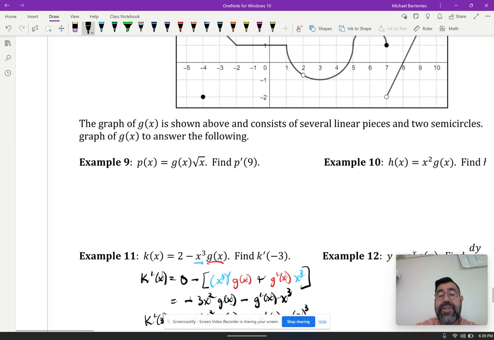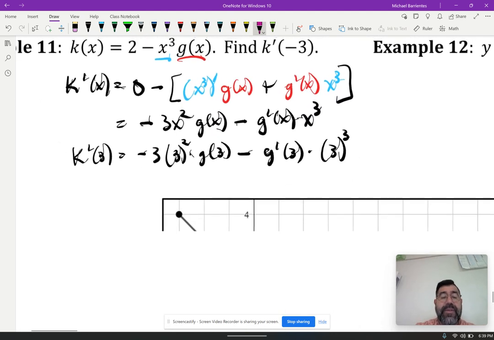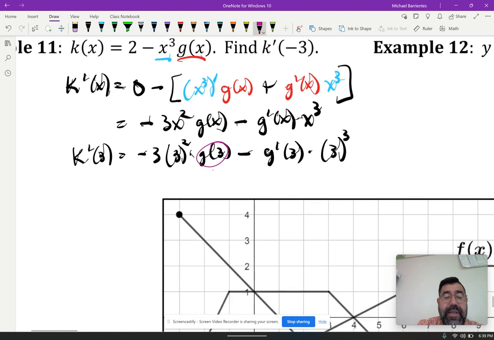I'm going to go to my graph, g of 3. When x equals 3, g is negative 1. Let me pop out that point with a bright color here. When x equals 3, my g value, my function value, my y value is negative 1. So that means this is negative 1. So when I multiply negative 3 times negative 1, I get positive 3 times 3 squared, which is 9. That's going to give me 27. Or you can say negative 3 times 9 is negative 27 times negative 1. That would be positive 27.